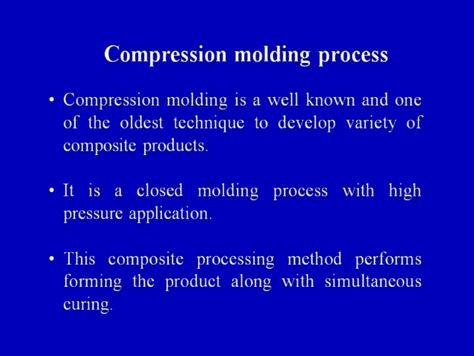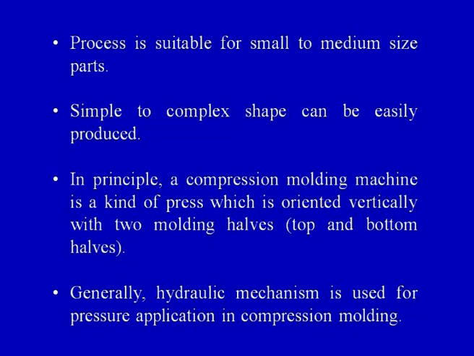So we have seen the basic principle of compression molding, that the mold is made in two halves, top half and bottom half, and the cavity which is generated between the top and the bottom half is the place where the deformation or formation and the curing of the raw material would take place. Then there are a few important parameters which have to be kept in mind when we are using the compression molding process in order to convert the raw material into the final product. So this process is suitable for small to medium size parts, as the top half and the bottom half of the mold would generate a cavity in between themselves.